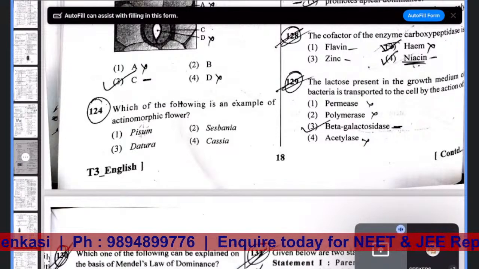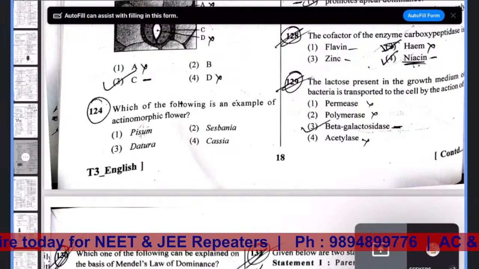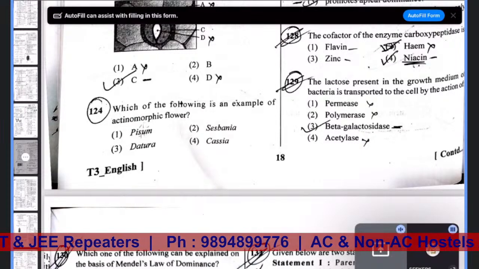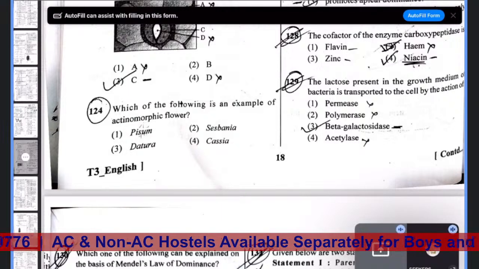See, in our lac operon, we have 3 genes: Z, Y, A. Z codes for beta-galactosidase, Y codes for beta-permease, and A codes for transacetylase, right? Here, the question is, how does lactose enter the bacterial cell?